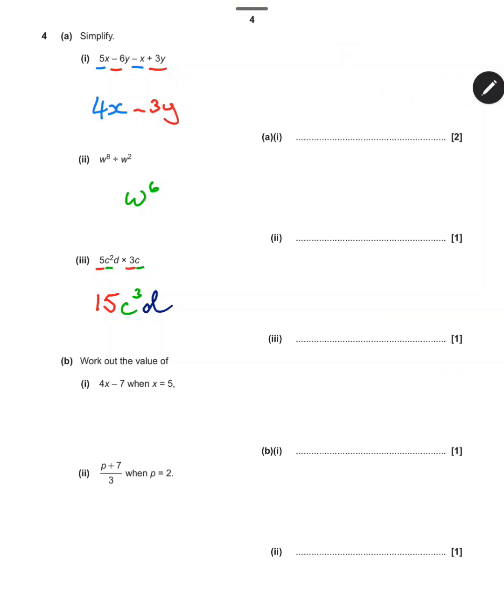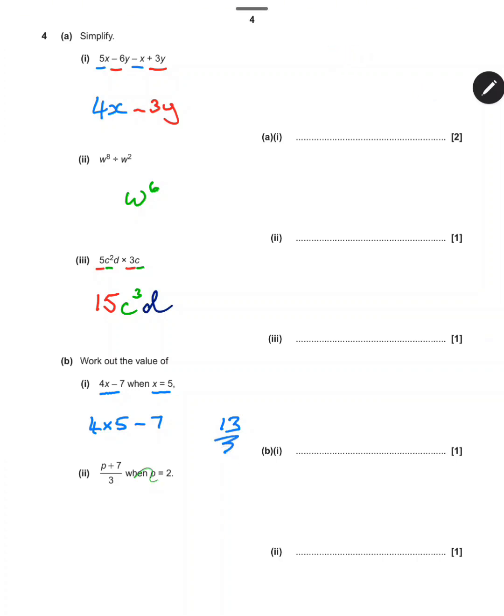Part B, we've got some substitution to do. So we've got an expression here, and we're told that x is 5. So 4x becomes 4 times 5, not 45. This is a multiplication. So 4x, 4 times 5, then take away 7. Well, 4 5s are 20, and 20 take 7 is 13.